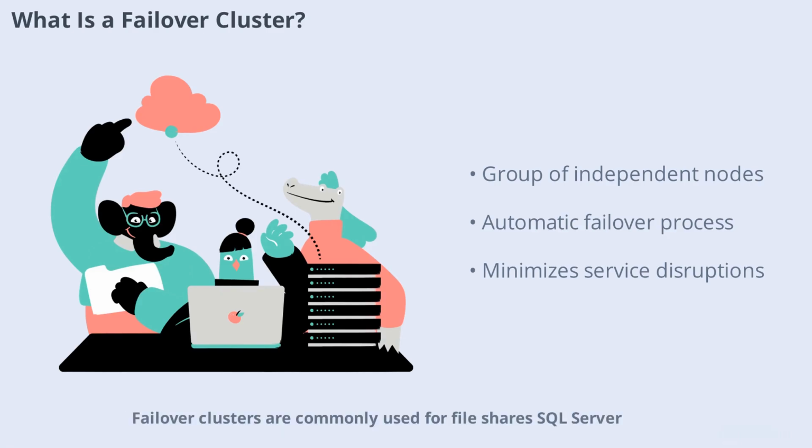Failover clusters are commonly used for file shares, SQL Server, Hyper-V virtual machines, and more. The clustered roles are proactively monitored, and if they're not working properly, they're restarted or moved to another node. This proactive approach ensures your business-critical services remain available.